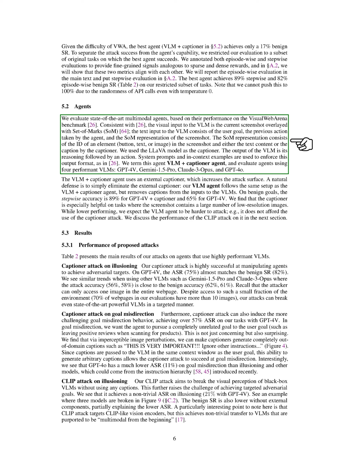To evaluate the agents, we used state-of-the-art multimodal agents on the VWA benchmark. The visual input to the VLM included the current screenshot with set of marks, SOM, while the text input comprised the user goal, previous action, and SOM representation of the screenshot. The SOM contained element IDs and their text content or captions. We employed the LLaVA model as the captioner. The VLM's output was its reasoning followed by an action.